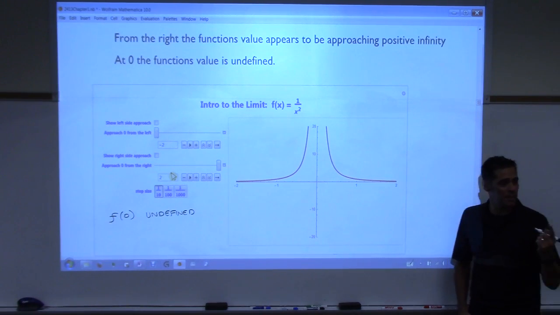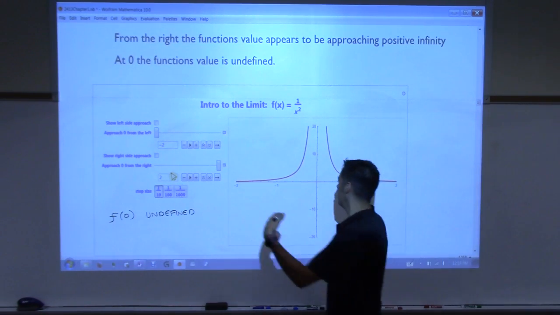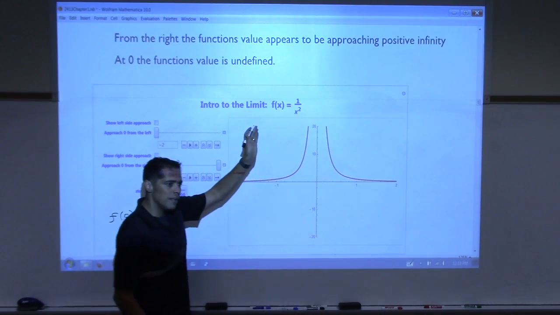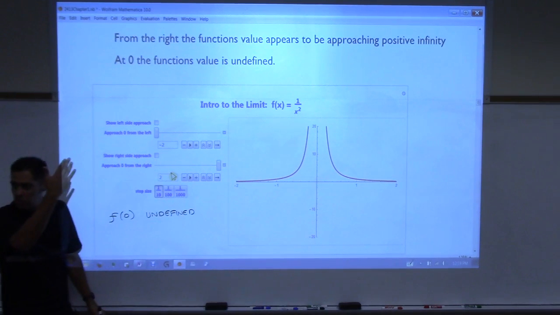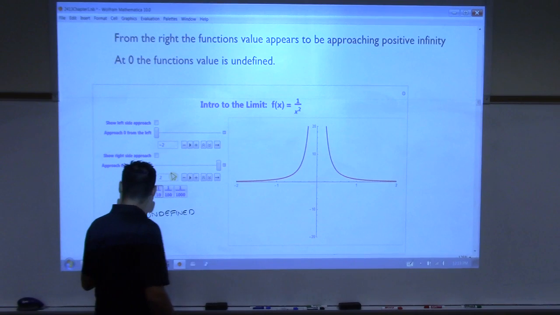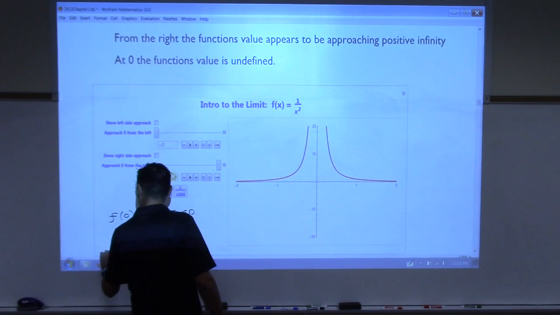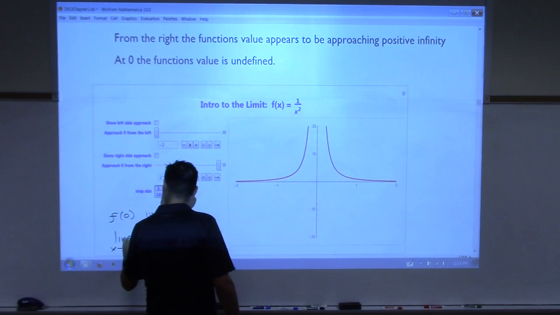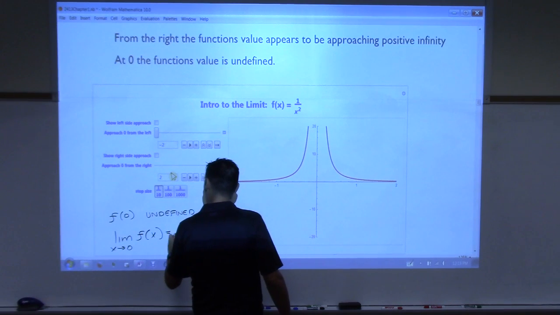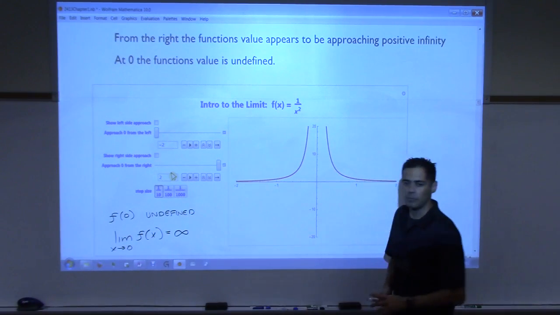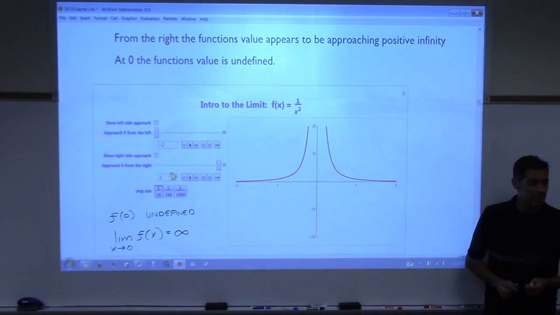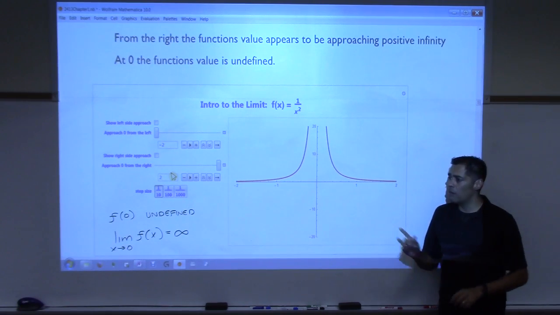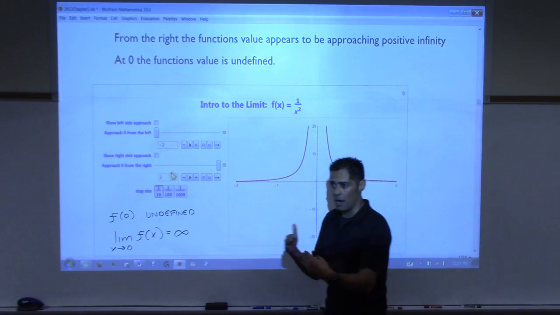They both go to the same place, don't they? From the left, this function is approaching positive infinity. From the right, the function is approaching positive infinity. So if I write this down like that, that would be correct. And that covers both the left and the right, doesn't it?